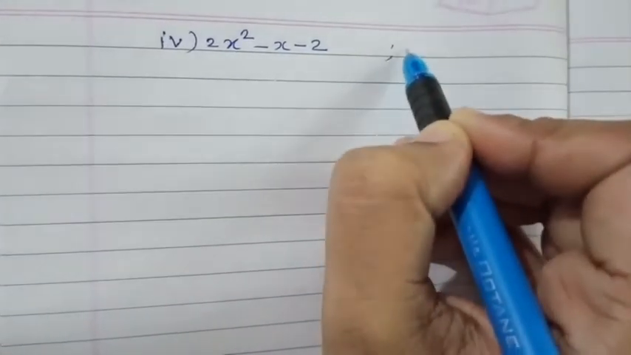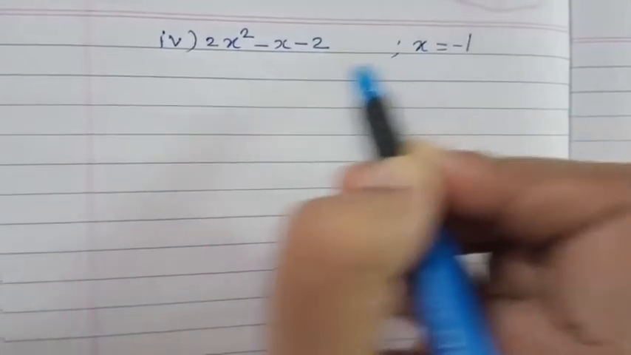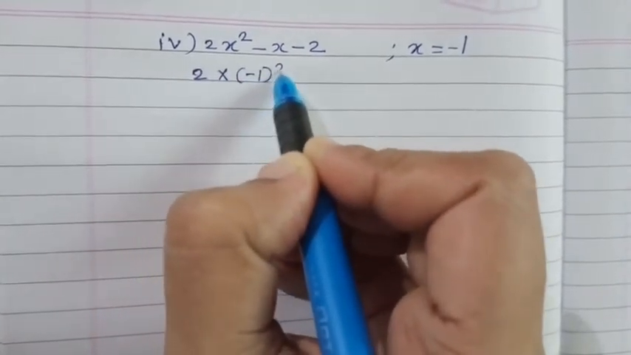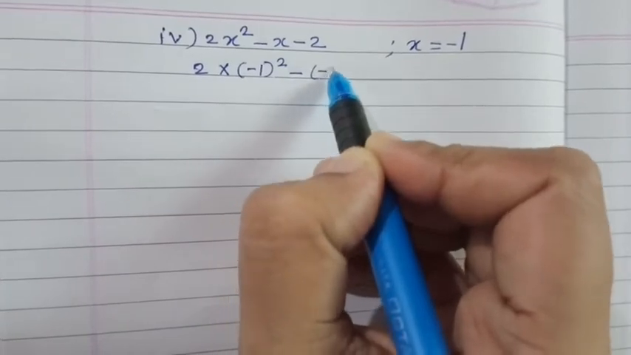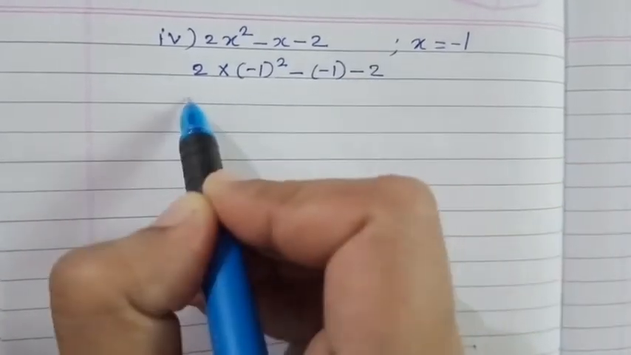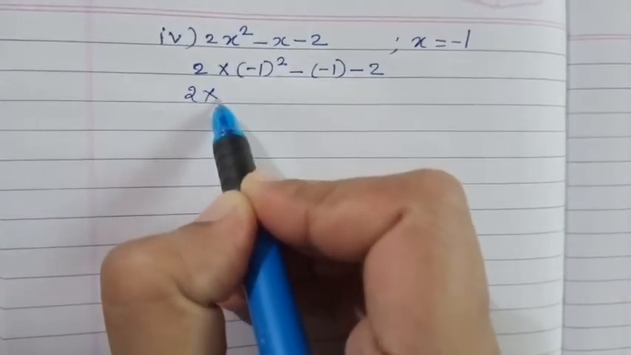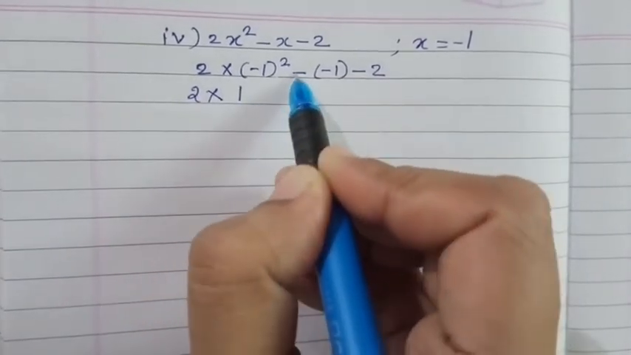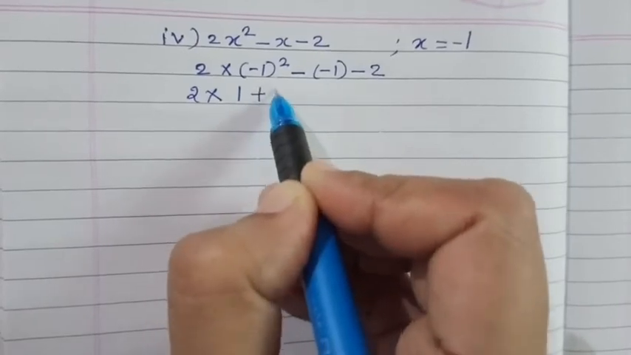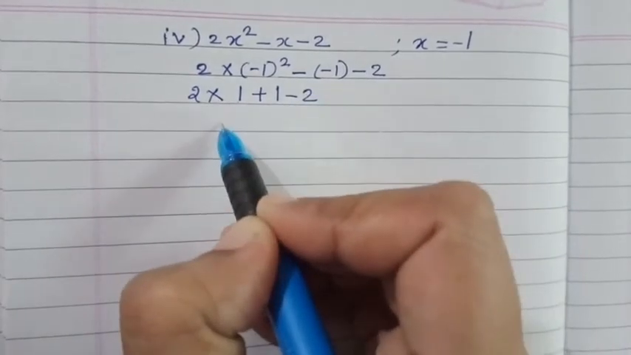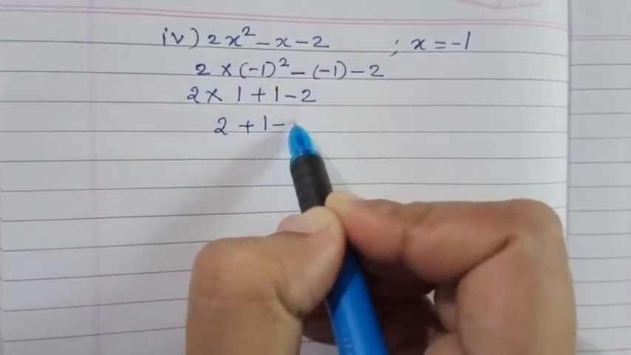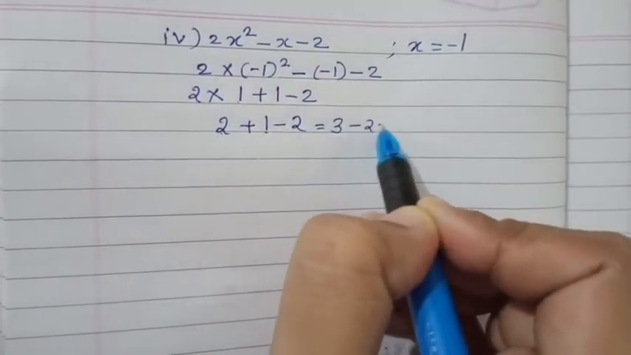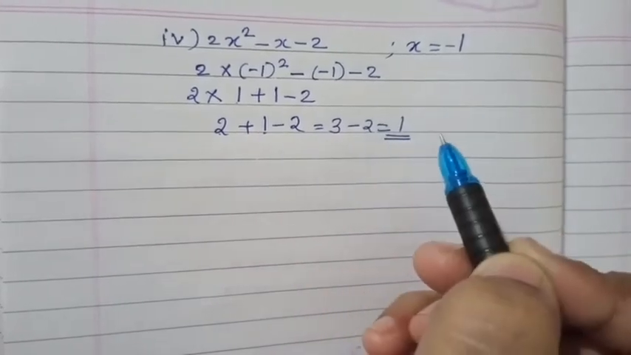Now put the value x equal to minus 1. So this is equal to 2 into (minus 1) square minus (minus 1) minus 2. 2 into (minus 1) square is minus 1 into minus 1, we get 1. Then this minus into minus is plus 1 minus 2. 2 into 1 is 2 plus 1 minus 2. 2 plus 1 is 3. 3 minus 2 is 1. So the value is 1.